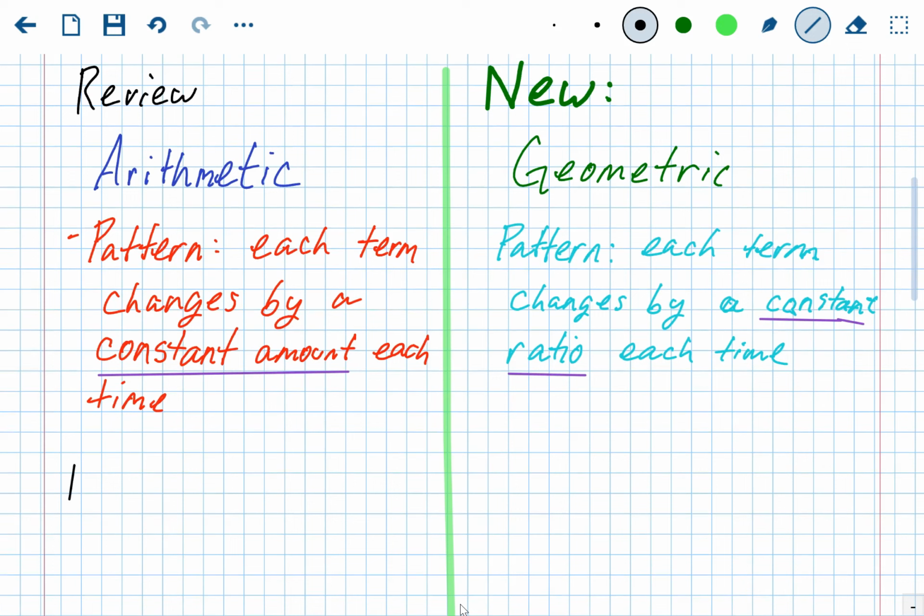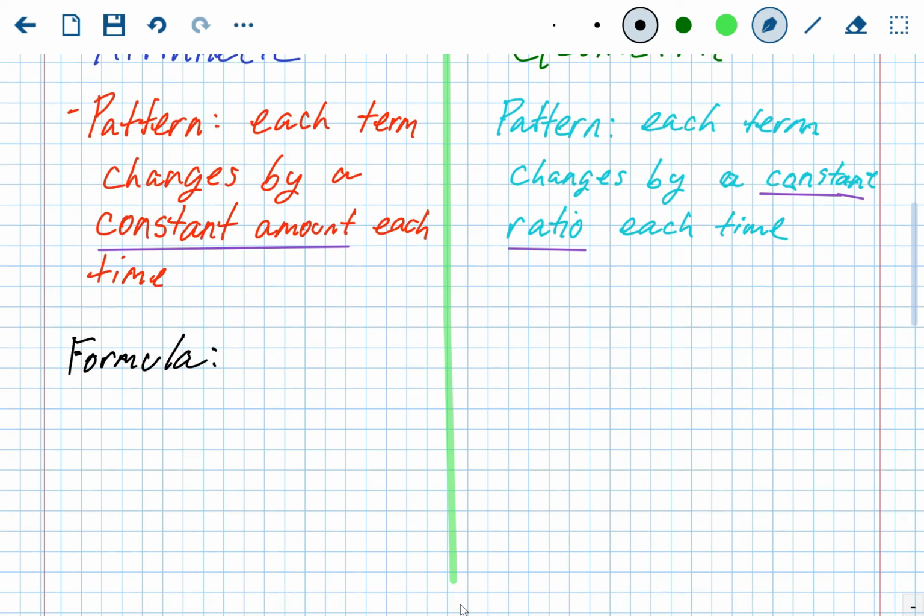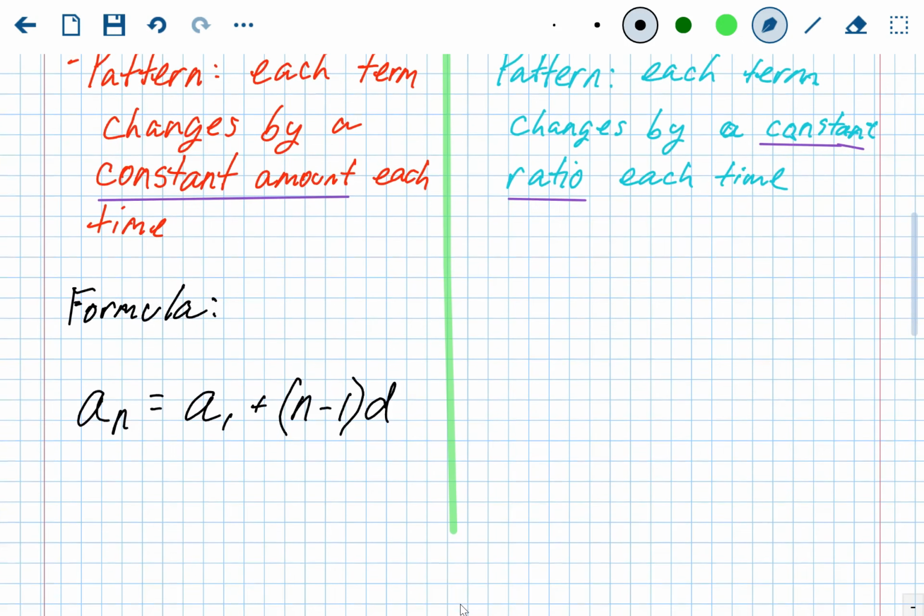All right, so now that we've described the pattern for each of these sequences, let's look at the formulas. We already did the arithmetic formula. You should remember it. It was only a couple months ago. The arithmetic formula is a sub n equals a sub 1 plus, in parentheses, n minus 1 times d at the end. Okay, that should look familiar. We did that for a couple weeks back in December.